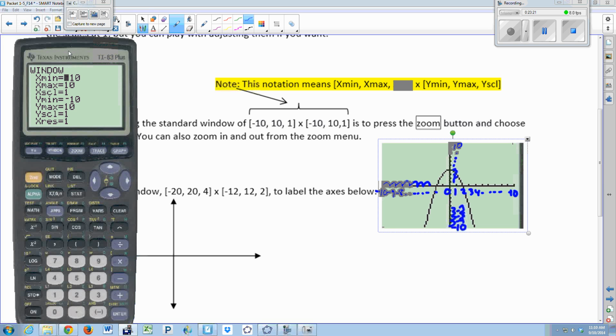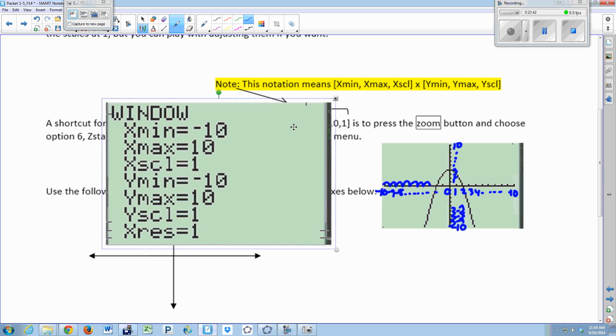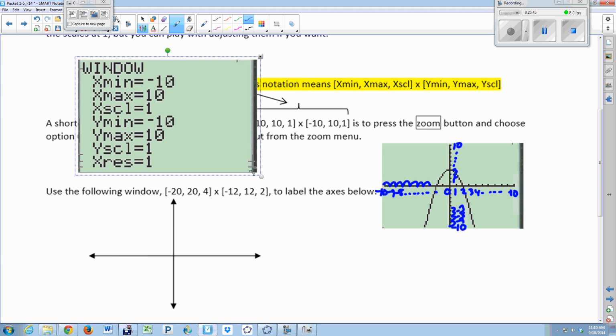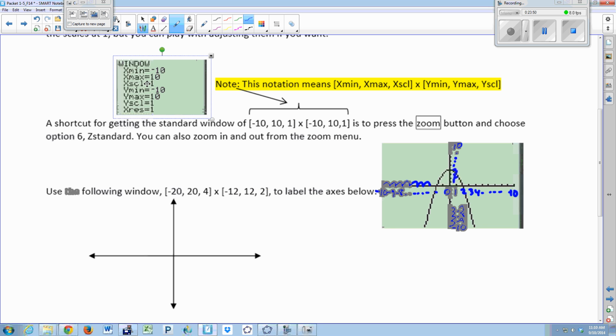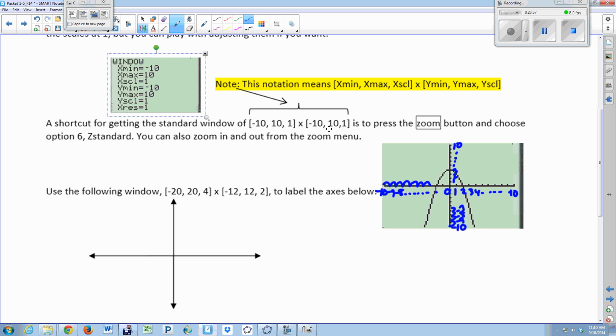Okay. Now, how do we write the window? How do we notate it if we don't have this picture right in front of us to look at? These are the types of things, when you're curious about what I might be asking on a test. If I'm not going to ask you to have a graphing calculator, what might I ask you to do? Here's what this notation is referring to. I might give you a notation like this and ask you to mark the X and Y axes based on this information.